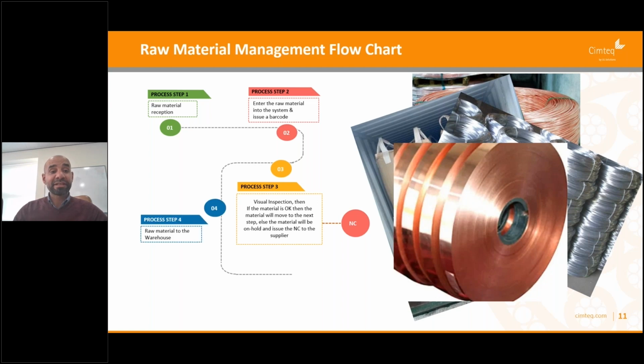Once the material is sent to the warehouse, the material is laid there waiting for the order to be released and go to the shop floor, and the system will control that accurately. It has been presented very well by Amanda, thanks to her effort.